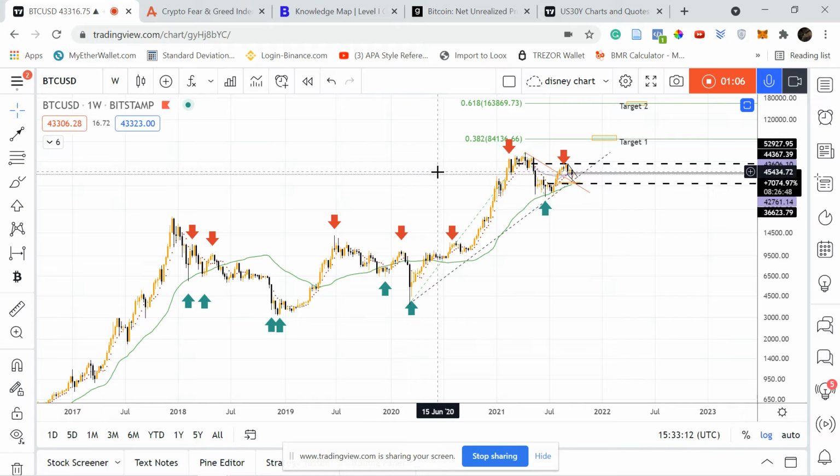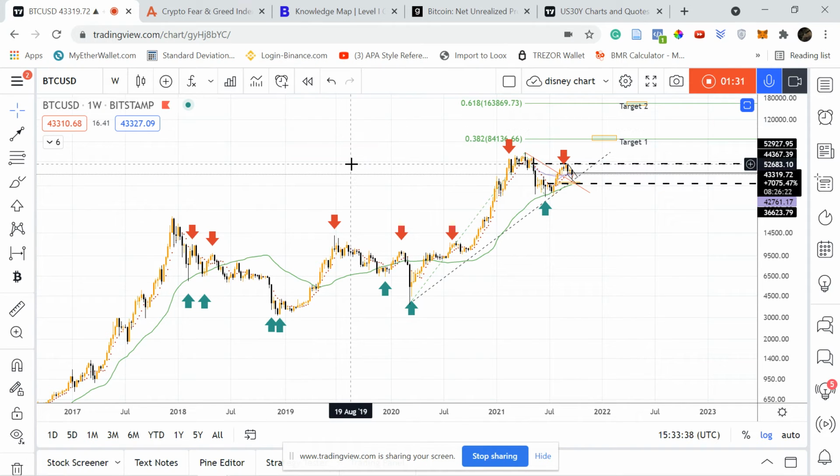Obviously, it's almost impossible to catch the top and bottom. It's like winning the lottery. The probabilities that you catch the bottom are very low. However, with today's strategy, which is very simple, I will help you try to catch as close as possible the bottom and also as close as possible the top, the peak.